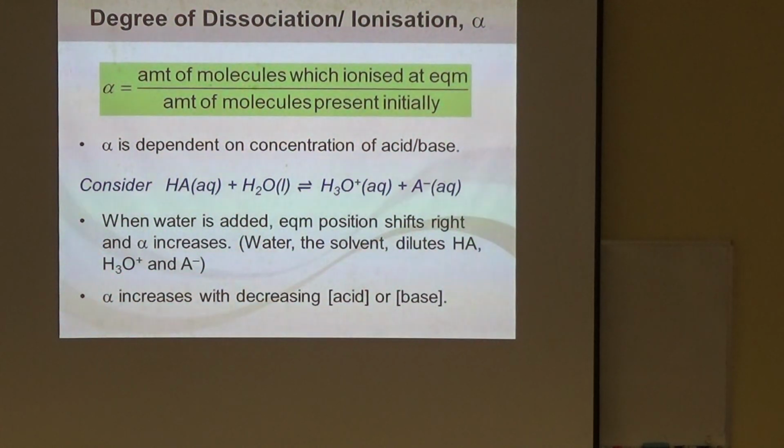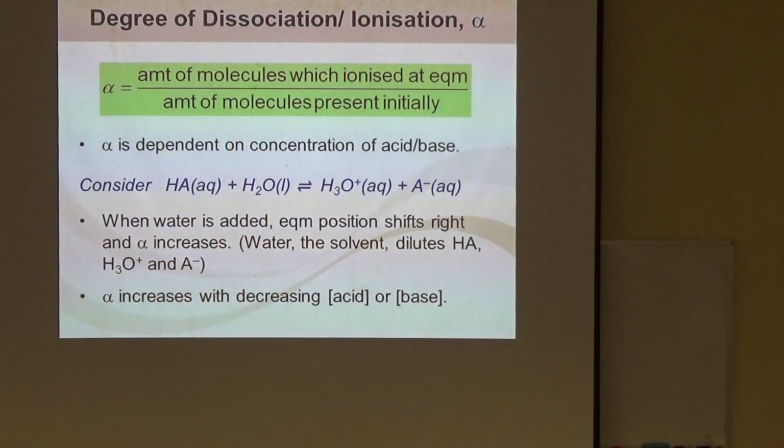So even for the same acid, the degree of dissociation differs. Let's say I take ethanoic acid at 0.1 mole per dm cube, or maybe a solution of ethanoic acid at 10 mole per dm cube. So alpha for the dilute solution is going to be higher than that for the concentrated solution.